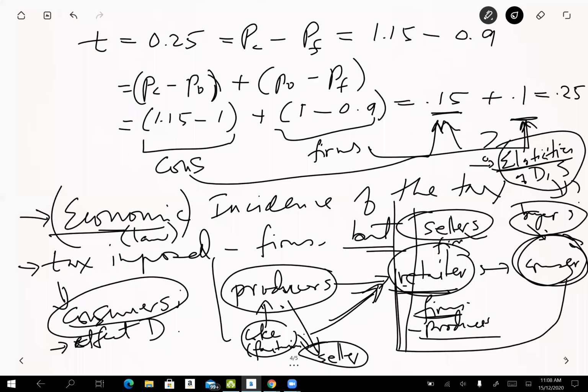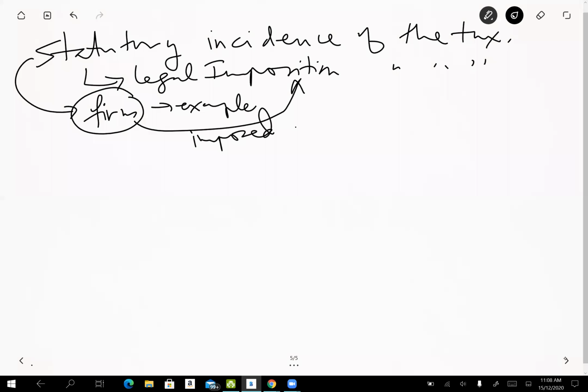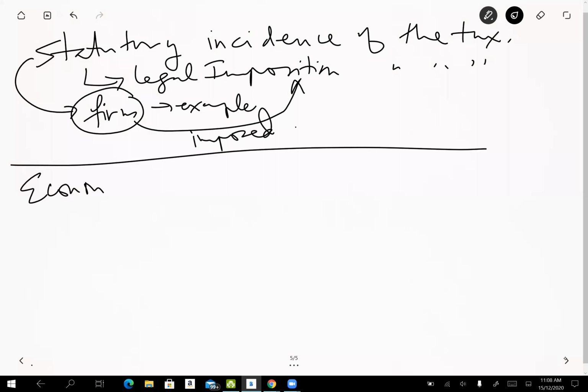Now, what about the economic incidence? The firm is imposed the tax, so they have to pay 25 cents. That is legally. Now, second, what is the economic incidence?